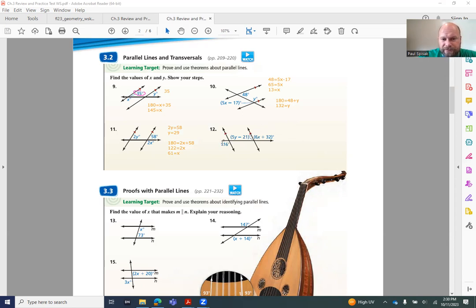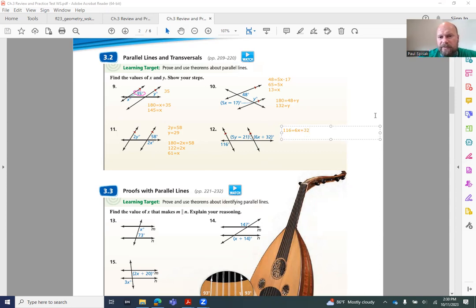On number 12, the 116 is given to us. It's an obtuse angle. Again, we have one acute angle, one obtuse angle up here. So we can say that the one that has the X in it, that's also obtuse, is going to be congruent or equal to the 116. So we got 116 is equal to 6X plus 32.